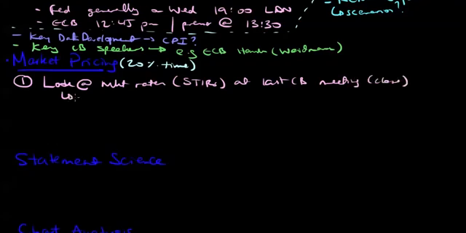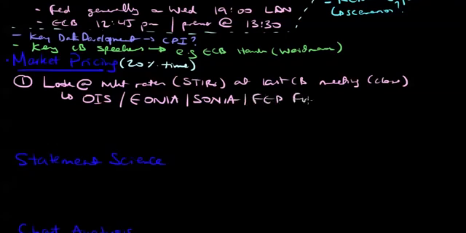Essentially, you can determine this from what's called, in the swap market, if you have access to this, the OIS, or the overnight index swap rates, or you can determine this from other overnight rates, such as the Eonia in Europe, the Sonia, or the Fed funds. So the Fed funds is a big one.